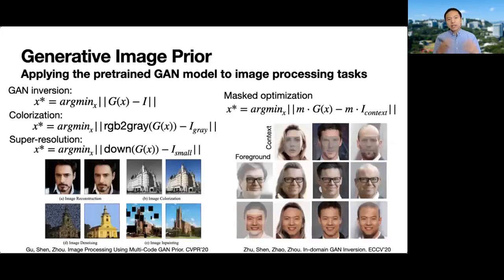This kind of GAN inversion can be generalized to many image processing tasks. We have some recent work exploring applications of GAN inversion. GAN inversion treats the generator as a generative image prior, and we can optimize the latent codes to do the reconstruction. We can modify this objective a little, and then realize many image processing applications, such as colorization, super resolution, or masked optimization. So it opens the door to many image applications.